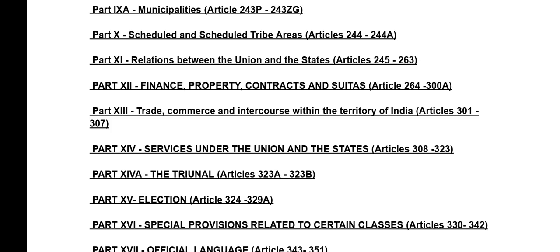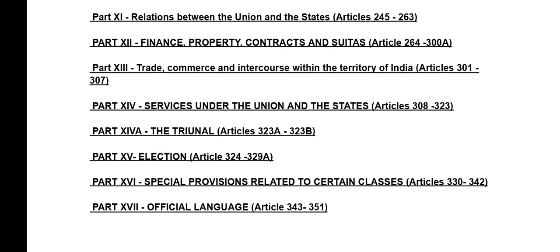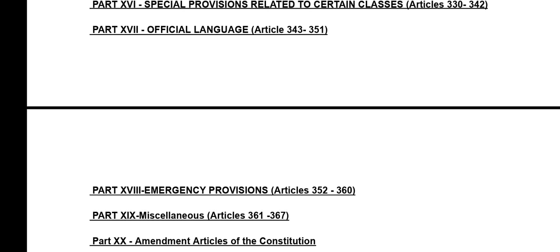Part 13, Trade, Commerce and Intercourse within the territory of India. Articles 301 to 307. Part 14, Services under the Union and the States.